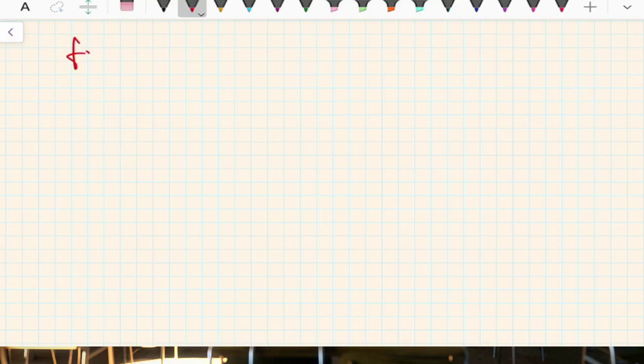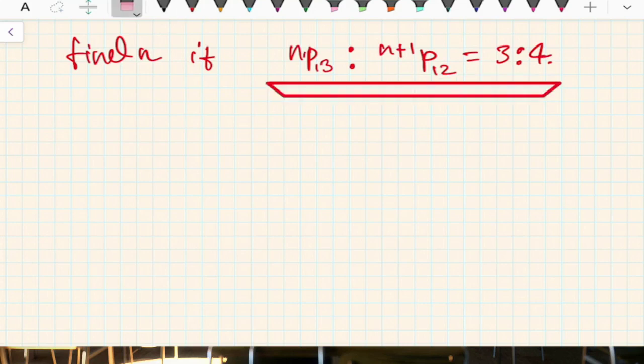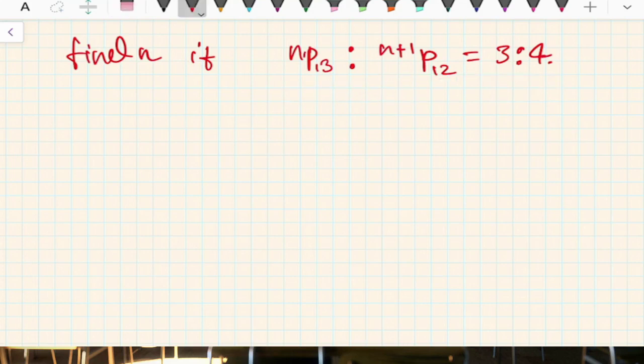You need to find n again. Find n if nP13 is to (n plus 1)P12 is 3:4. Yeah, let's just take this example. So what is it? nP13 is what? I'm separately solving it. So it is n factorial upon n minus 13 factorial.